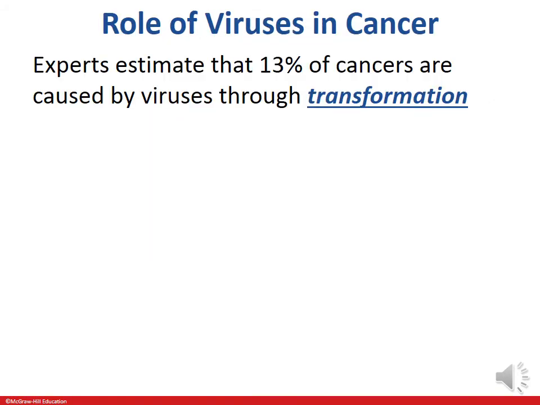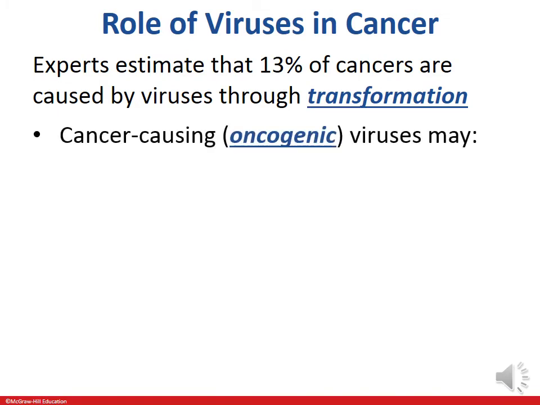So let's talk about how viruses are involved in cancer. We mentioned the fact that they can insert themselves sometimes in the host DNA. When they do that, we call that transformation. When the DNA has been transformed because of a virus that's present, it can lead to cancer. This number keeps going up, by the way. About 13% of cancers are now confirmed to be associated with certain viruses that get into the DNA. We call those oncoviruses or oncogenic viruses.